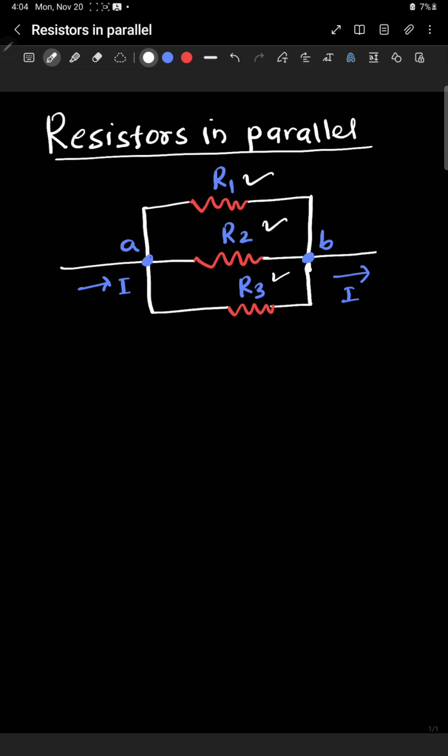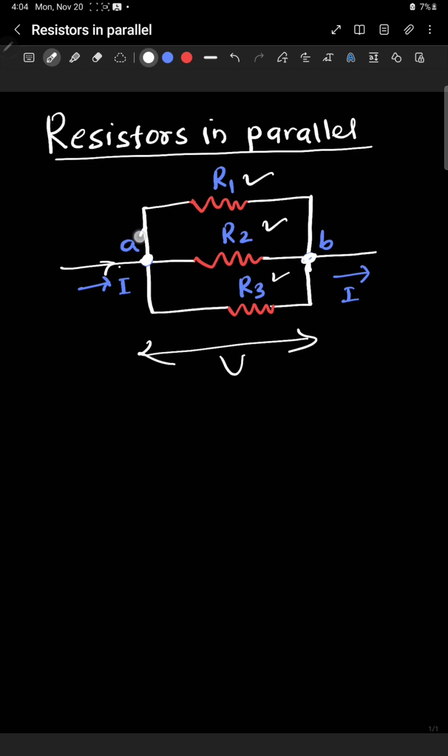Because these are in parallel, the potential difference across the three resistors is the same, so the potential across all of these is V, but the current will be different because of Kirchhoff's junction rule. When current is passing through this circuit, the current will be divided.